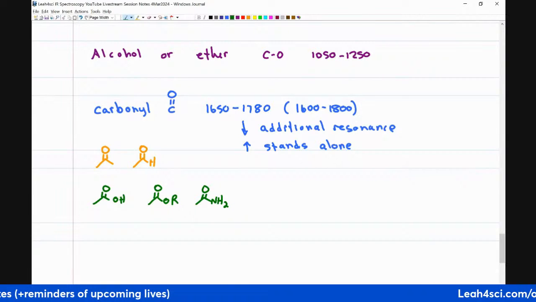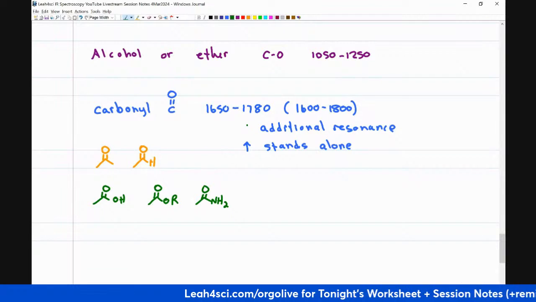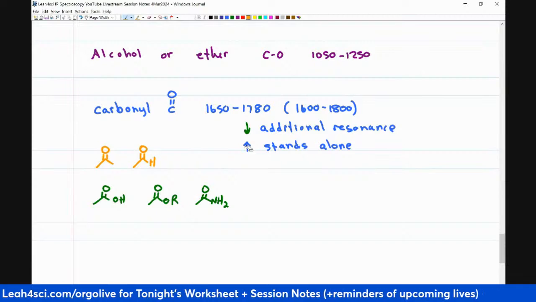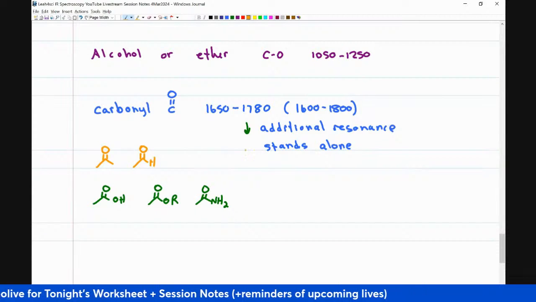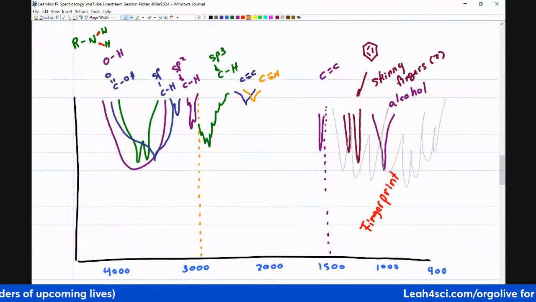These are the most common ones that you're going to see. So these are going to be on the lower end. And let me put the arrow in green so you can recognize the functional groups that match up. And then these are the ones that stand alone. So I'll put the arrow in orange again so you can recognize. The way it shows up on the graph is also very, very distinct.